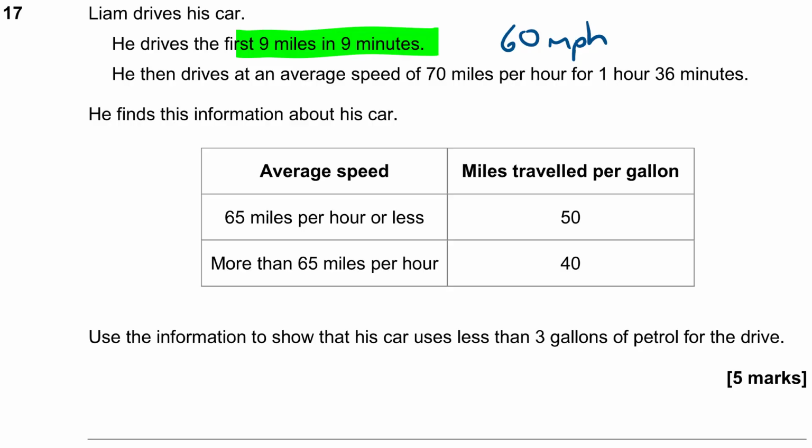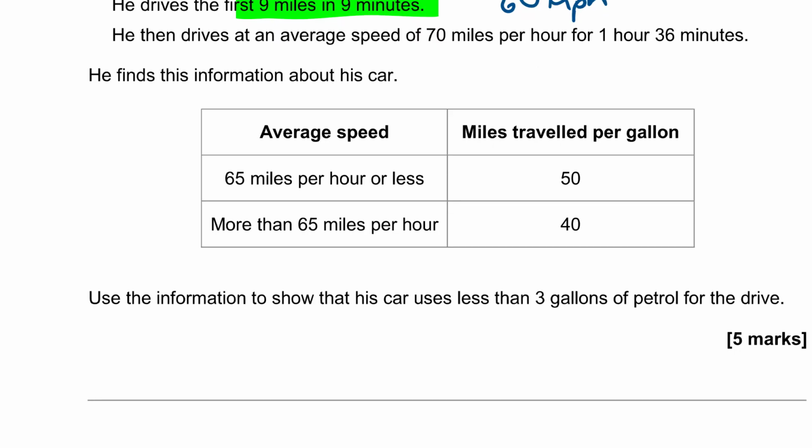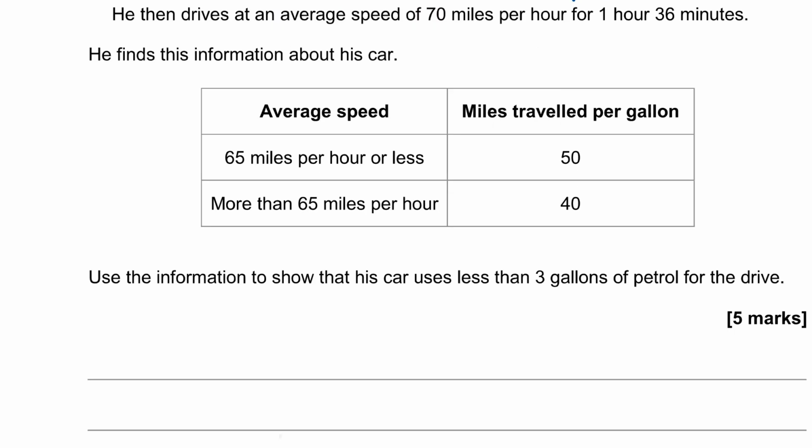Then he drives his car over 65, so he's going to be doing a slightly lower rate for the next 1 hour and 36 minutes. So let's work out what the amounts are then.